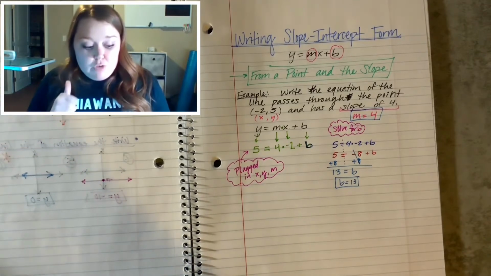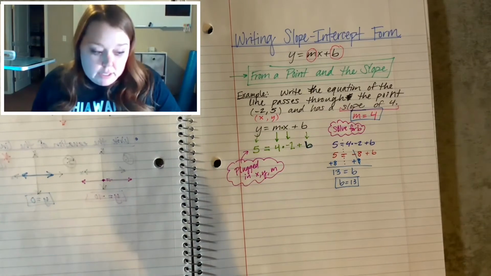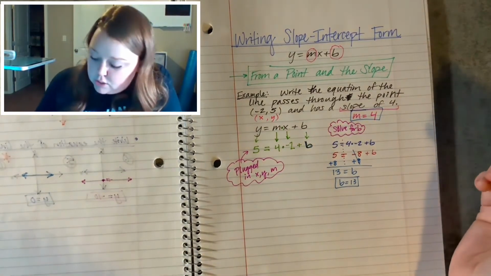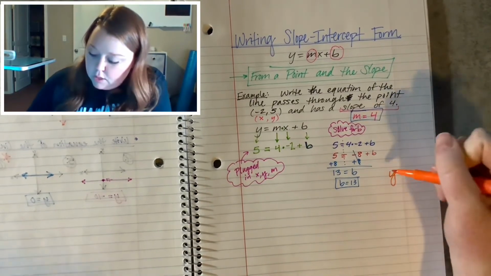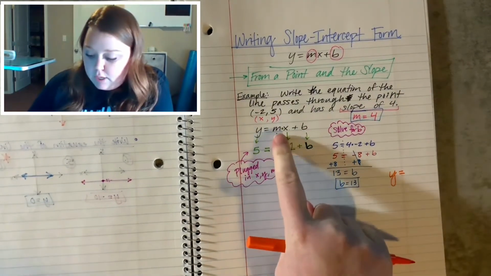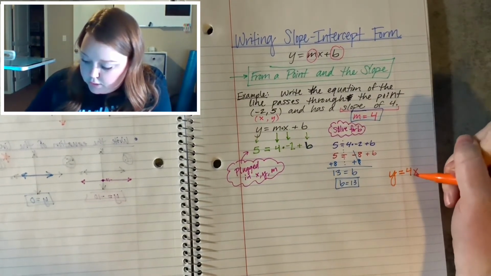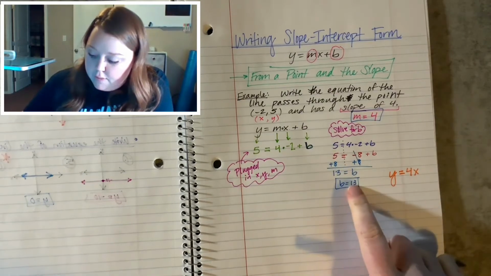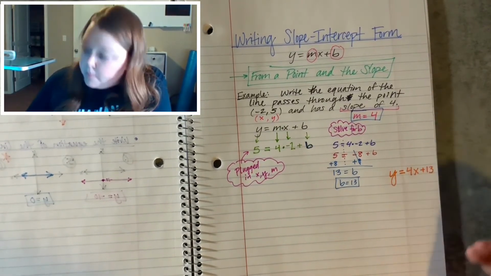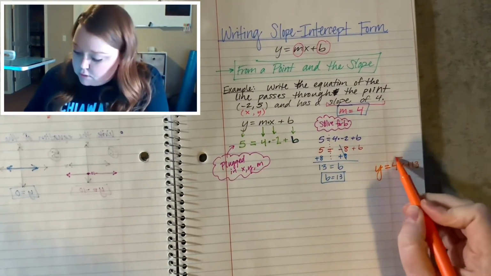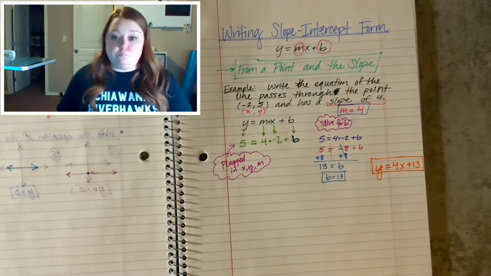As soon as you know the m and the b, and you plug in those numbers, you can write your equation. The equation of this line is y equals, okay, and what was our m value? 4. Don't forget the x. And then we plus b, right? B's 13, so it's plus 13. So your final equation is y equals 4x plus 13. Okay.